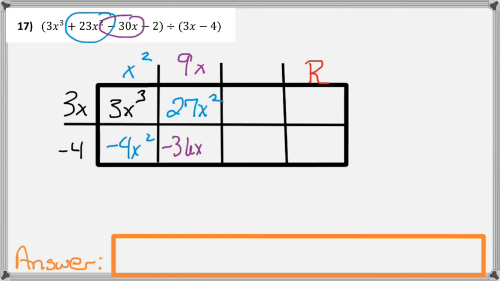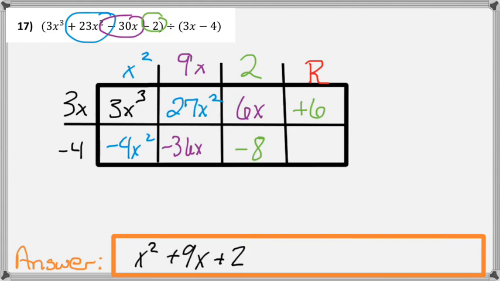Negative 36 plus what is negative 30? That would be a positive 6x. 6x divided by 3x is going to give me 2. 2 times negative 4 is negative 8. Negative 8 plus what is that negative 2? And that would be a 6. It was positive. So my answer is x squared plus 9x plus 2 plus 6 divided by 3x minus 4.